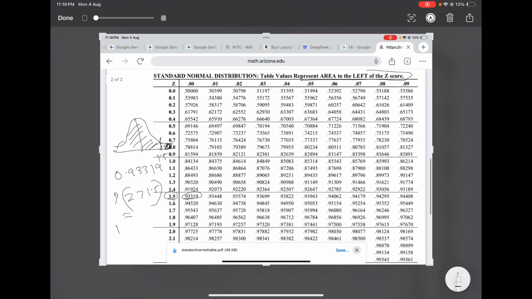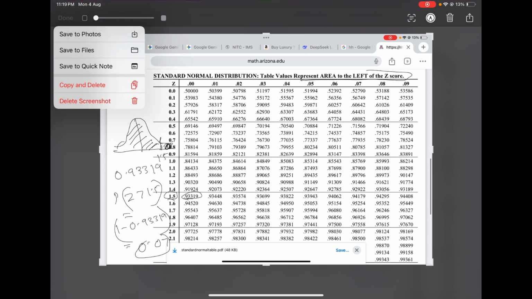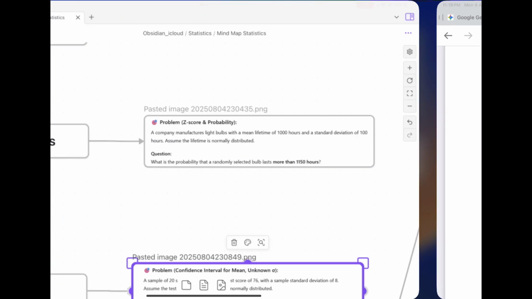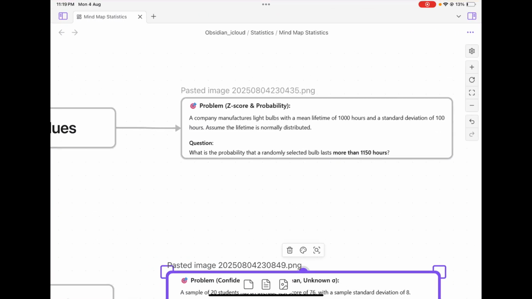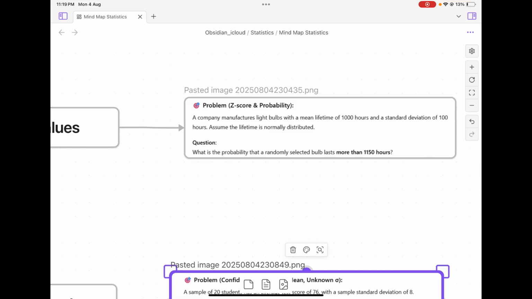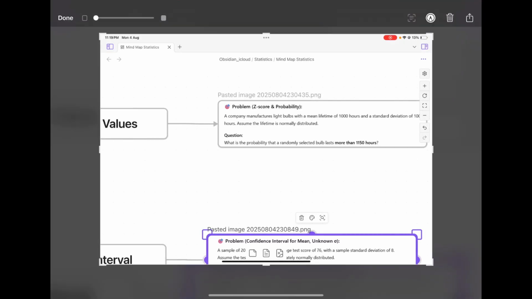So that will be equal to 1 minus 0.93319, which is close to 0.07. That is 7 percent. So this is how you use the Z table to calculate the probability. Here, the probability that the lifetime is greater than 1150 hours is almost 7 percent. You can calculate the exact value using the Z table, or with Python you have inbuilt functions. We will see that.